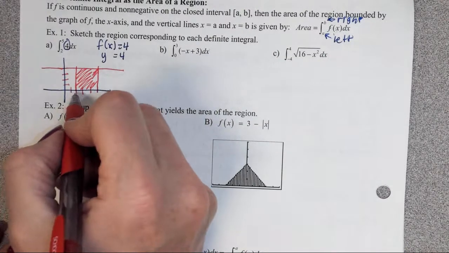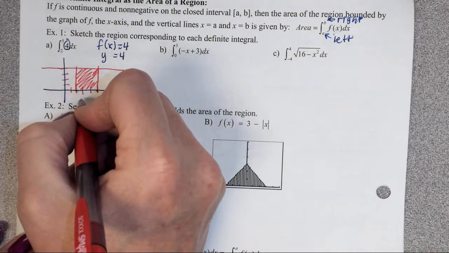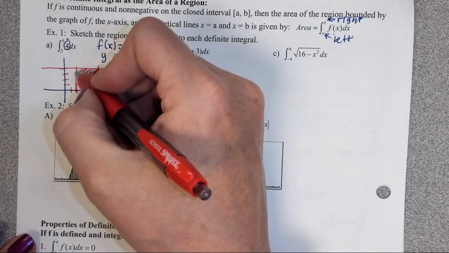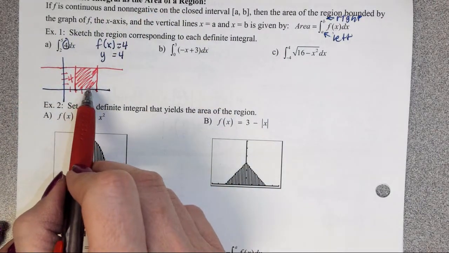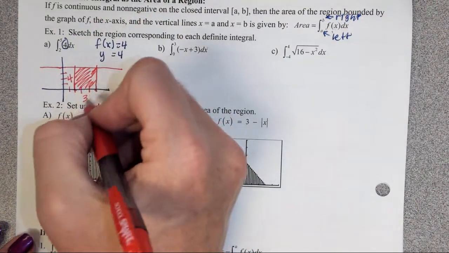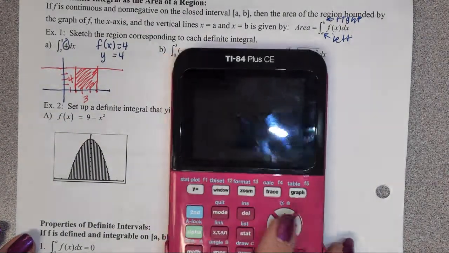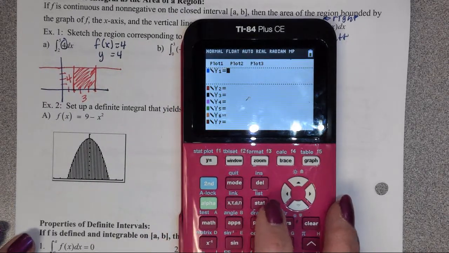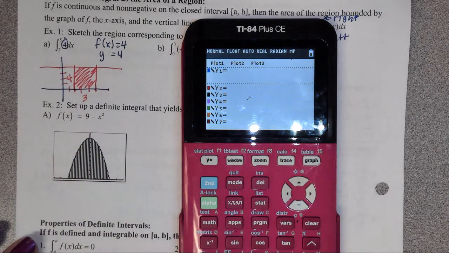Well, what's the distance from 2 to 5? 3. What's the distance from 0 to 4? 4. So what's the area of that region? 12. So we don't really need calculus to do that. But if we wanted to, if we didn't know what the area was of that shape, here's what I can do. I can go under y equals, and I can put in my function. My function is y equals 4.